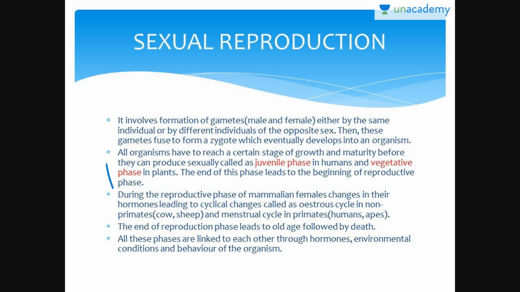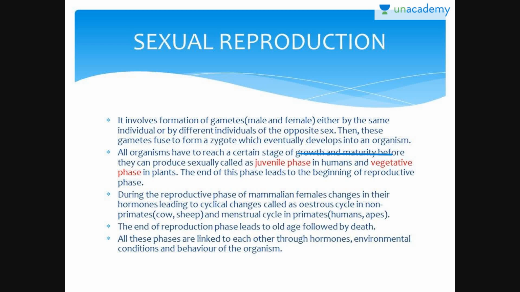There are two phases: one is juvenile and the other one is vegetative in plants, which are the two essential phases in humans or other organisms which reproduce sexually, and then the vegetative phase in plants. So these two phases are highly required for the growth and maturation before one starts to reproduce sexually.